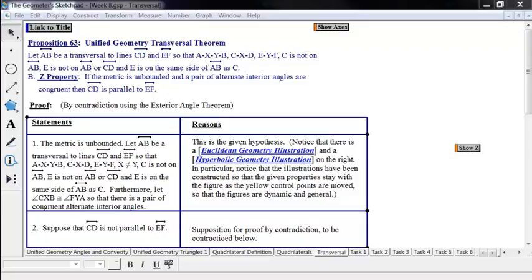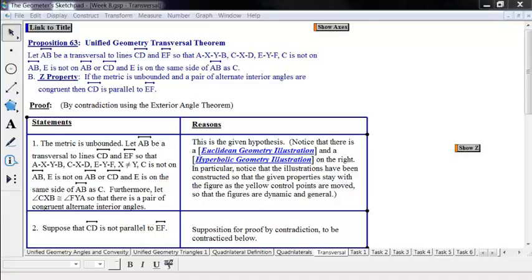Okay, let's look at Proposition 63, which is a unified geometry transversal theorem. Specifically, we're going to prove part B, the Z property, the part that we get in, well, really it's in neutral geometry, because we already say the metric is unbounded.